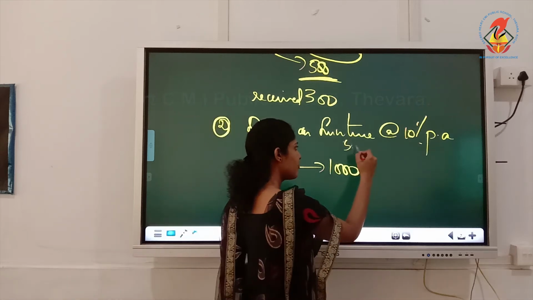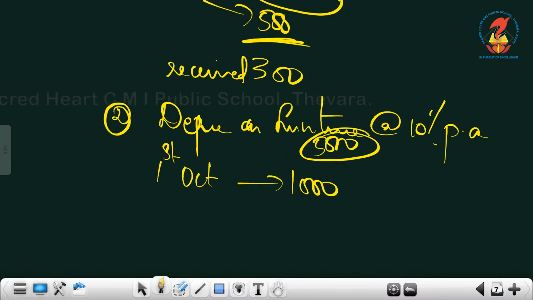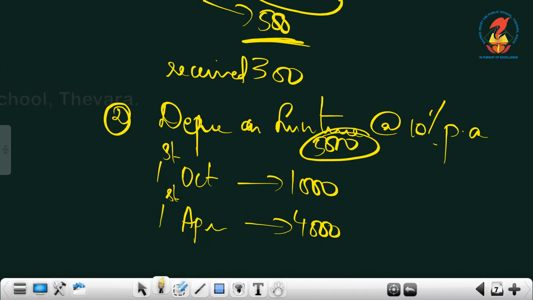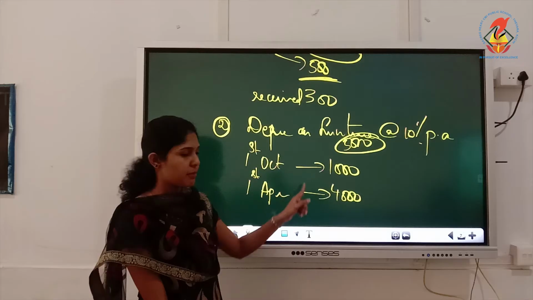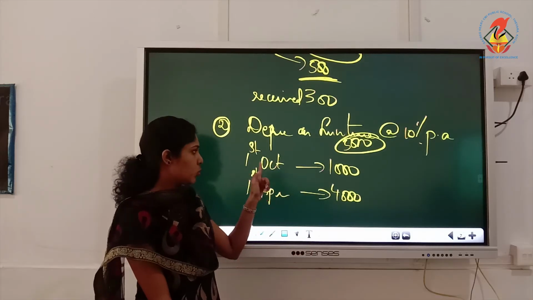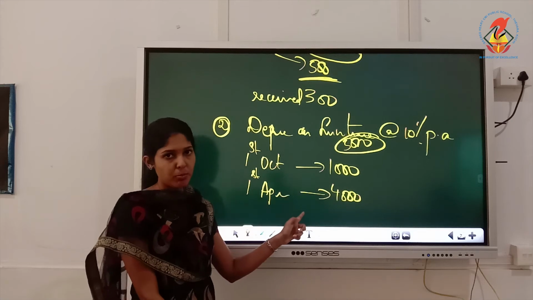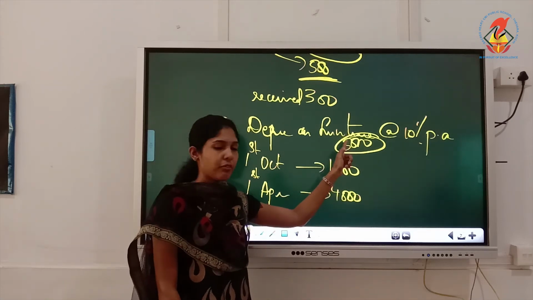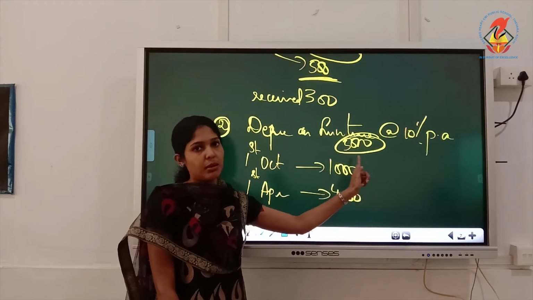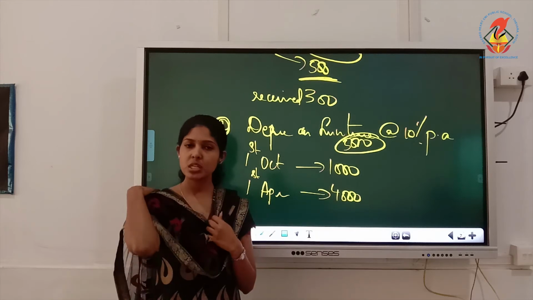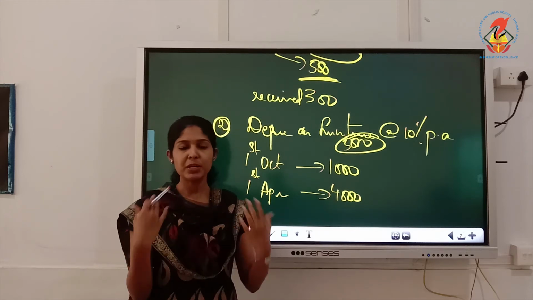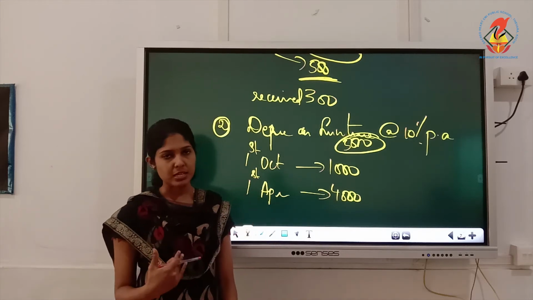You have a total furniture of 5000 rupees. So the balance 4000 was there with the firm from 1st April onwards. This is the meaning. Understood? We purchased 1000 worth furniture only on 1st October. In total we have furniture of rupees 5000. Meaning the balance 4000 was there with us, or we purchased it on 1st April itself.